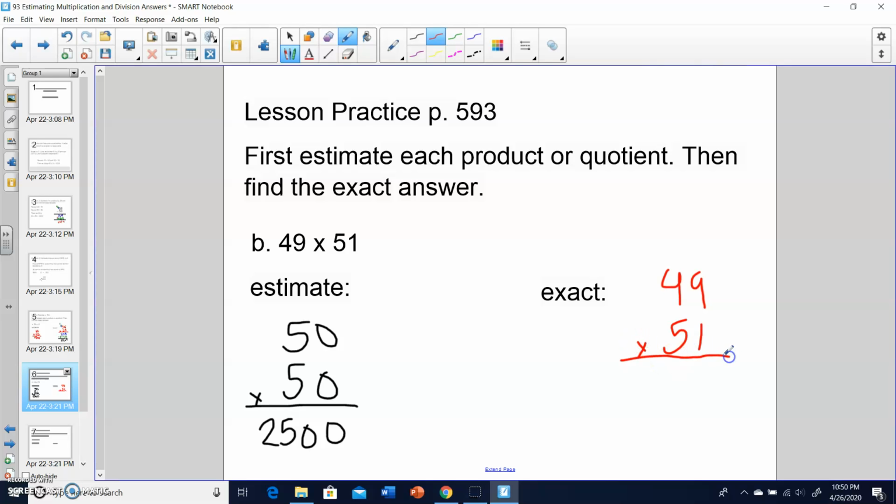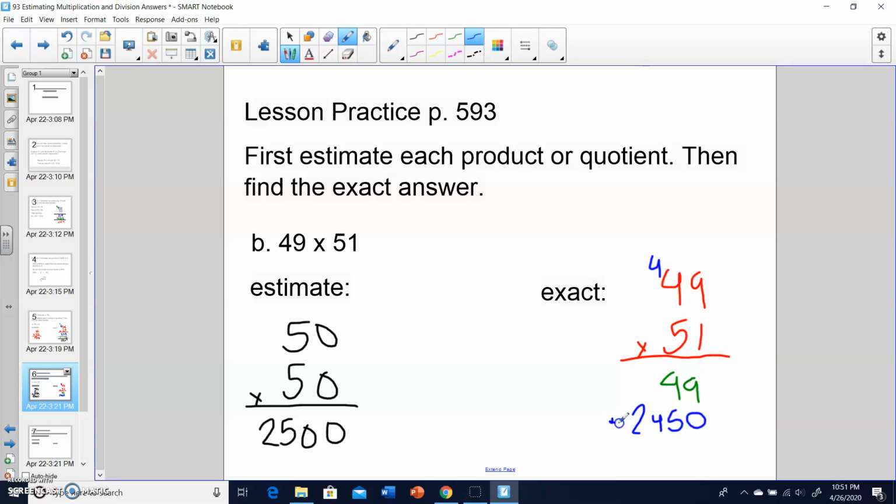Okay, I am doing the ones place first. And I'm going to keep this really simple. I'm just taking 1 times 49. 1 times anything is itself, so 1 times 49 is 49. Now I'm going to move to the tens place and take everything 49 times 50. Since I'm moving to the tens place, I'm holding with a 0. 5 times 9 is 45. And 5 times 4 is 20, plus 4 is 24.